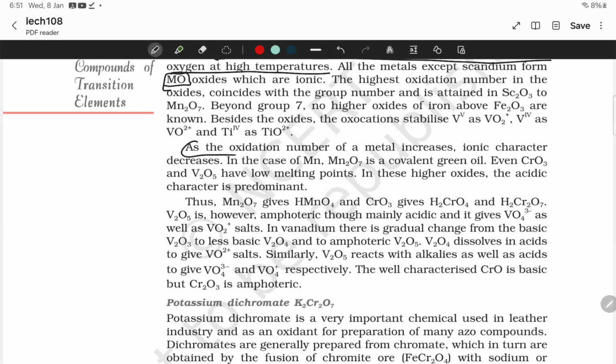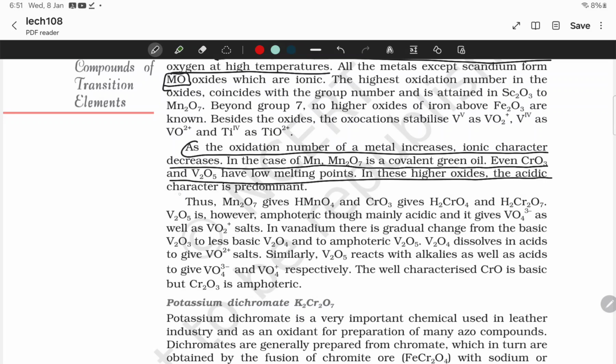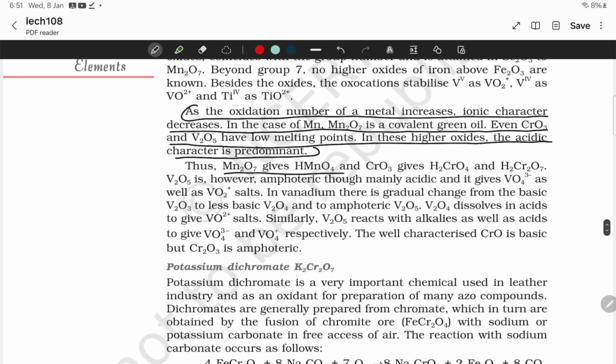As the oxidation number of the metal increases, ionic character decreases. This is important. Mn2O7 is a covalent green oil. Even CrO3 and V2O5 have low melting points. In their higher oxidation states, acidic character is prominent. They are mostly acidic. Thus, Mn2O7 gives HMnO4, and CrO3 gives H2CrO4 and H2Cr2O7. V2O5 is however amphoteric, though mainly acidic. Many of them write it as acidic, but it is amphoteric.